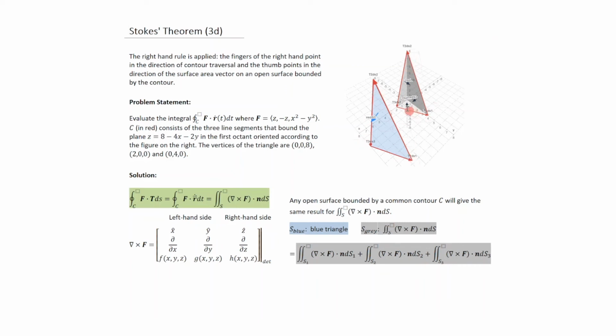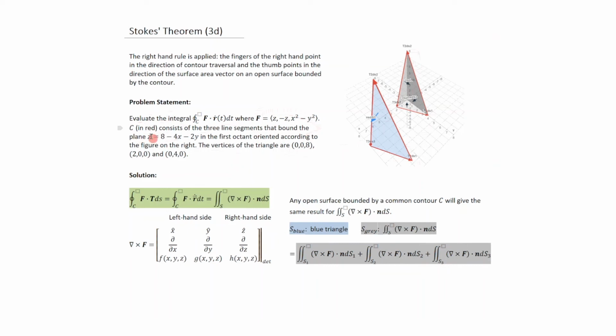In this case, the area vectors would be pointing upwards on the bottom surface, to your left on this side surface, and to your right on this side surface. So this would be the proper way of labeling when we apply Stokes theorem. For example, if we start with a problem that says to evaluate the closed contour integral of f dot T ds, where T is the tangent vector, and let's say f had this particular form.